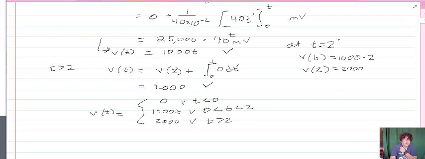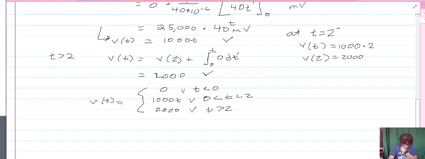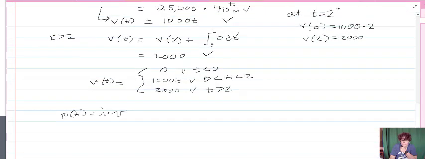We're also supposed to find the power, and we know that power equals current times voltage. Well, we have expressions for both current and voltage, so this shouldn't be too hard. So let's look at our 3 time intervals. We have t less than 0, t between 0 and 2, and t greater than 2. And we'll put our current and our voltage, and then we'll multiply to find our power.